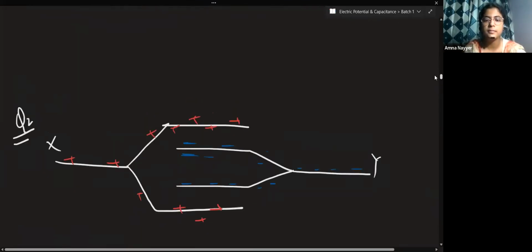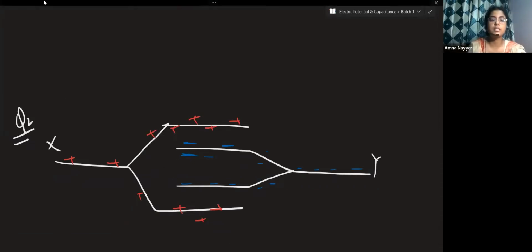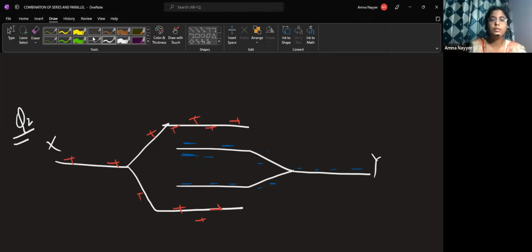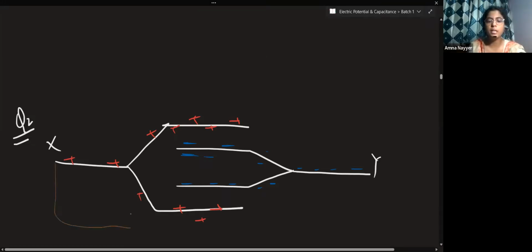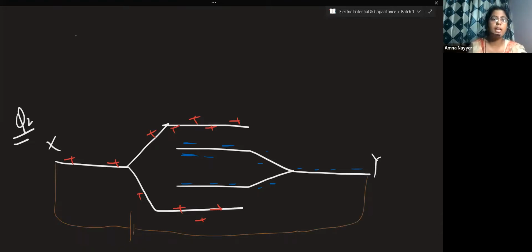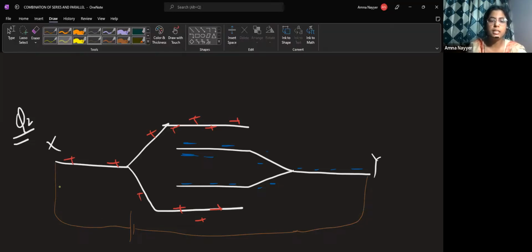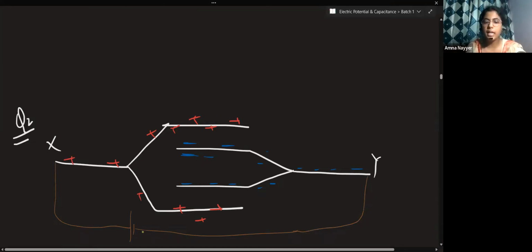Okay, see this. Now look at the construction. This is how the construction is done. If you join this end to the positive terminal of the battery and you join the second end to the negative terminal of the battery, what will happen? The plate connected to the positive one will develop positive charge, and the plate connected to the negative one will develop negative charge. Now let's see, this is 1, this is 2, this is 3, this is 4, 5, 6, 7, 8. All the 8 plates I have named.